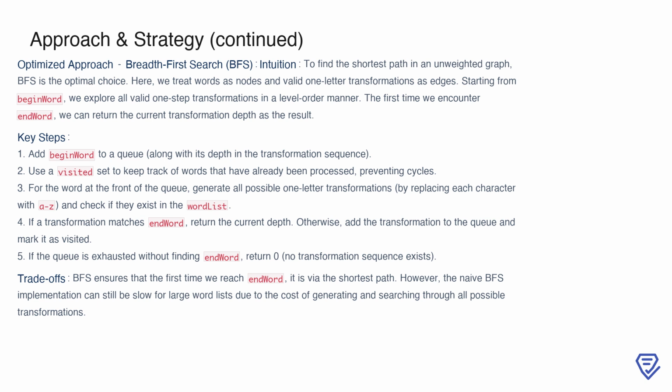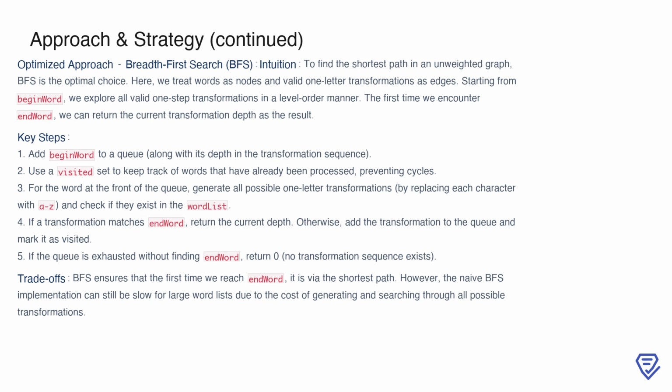The moment we encounter the end word, we know we've found the shortest transformation sequence, and we can return its depth as the result. The key steps for implementing this are as follows. First, we initialize a queue, adding the begin word along with its depth in the transformation sequence. We also use a visited set to keep track of processed words, which helps us avoid cycles.